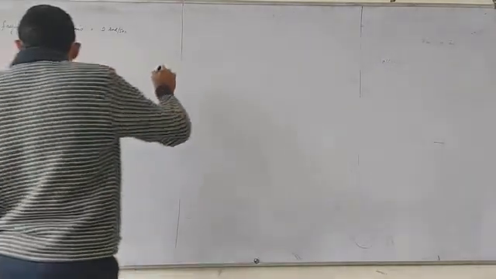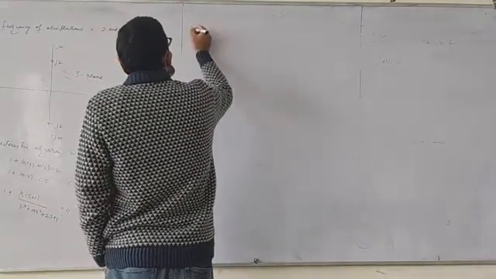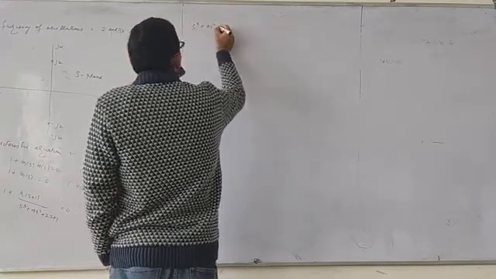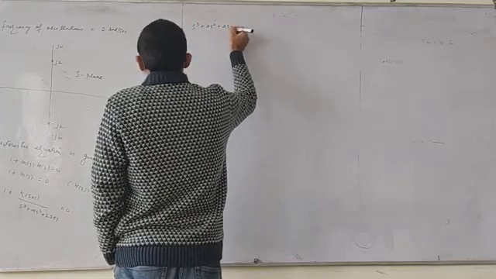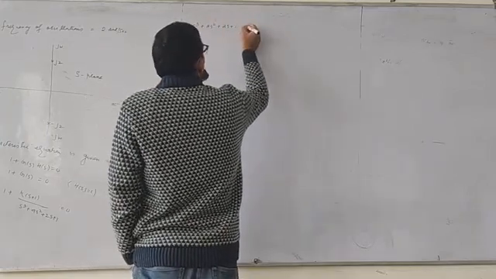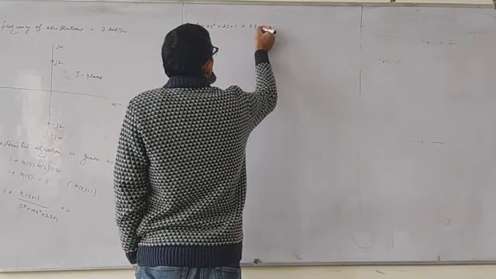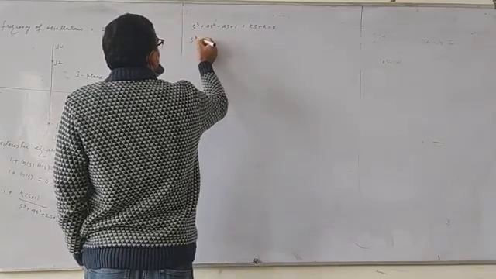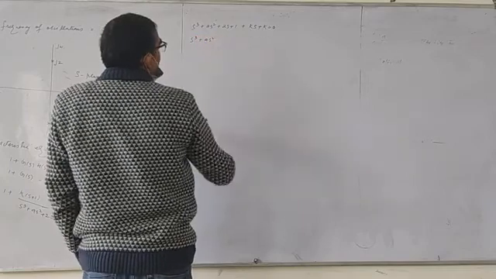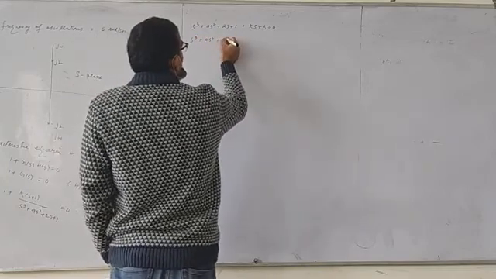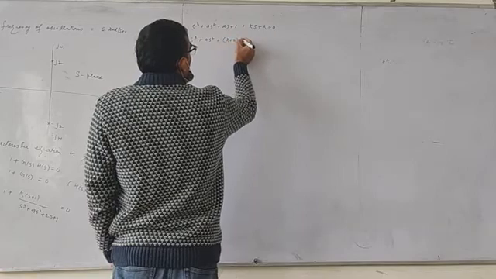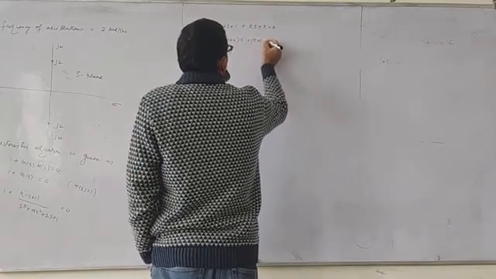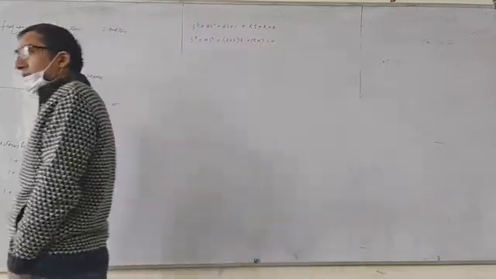So we can write it here: s cube plus a s square plus 2s plus 1 plus k s plus k will be equal to 0. Now collecting the terms: s cube plus a s square plus k plus 2 into s, and then we have k plus 1. So this is your characteristic equation.